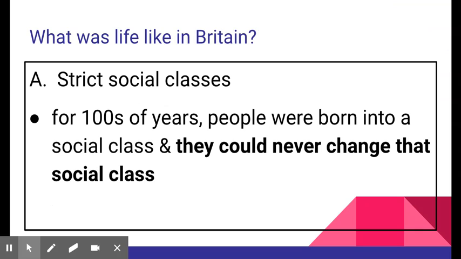So in Britain, there were very strict social classes, and for hundreds of years, you were born into a social class, and that was your social class for life. There was no chance of changing that social class. So it was a very strict, basically predetermined social class system.